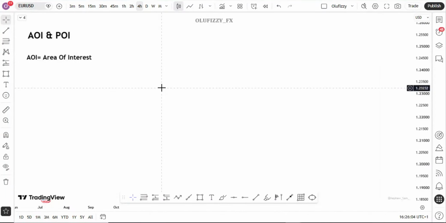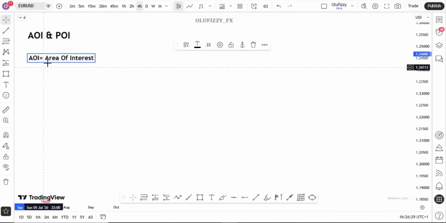A lot of beginner traders open their chart and get confused about where to buy and where to sell. So that is where AOI and POI comes in. In this video, I'm going to explain what AOI means, what POI means, the difference between AOI and POI, and also how you can use them to find high probability trade setups. So let's get started. So what is AOI?